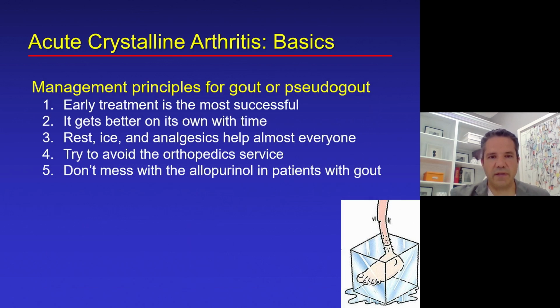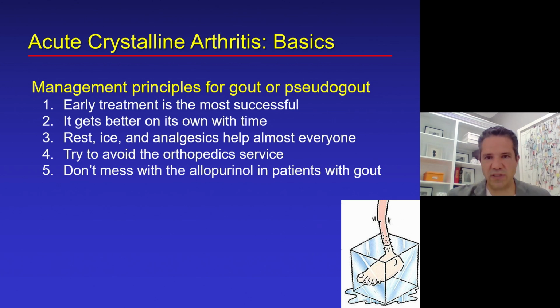That's an example of chondrocalcinosis. Managing acute gout, you first want to target the inflammation. Early treatment is important. These are universal principles for inflammatory arthritis from crystals. Early treatment, it will get better on its own if you do nothing, if the patient has contraindications to everything, but that's kind of a rough way to send a patient.